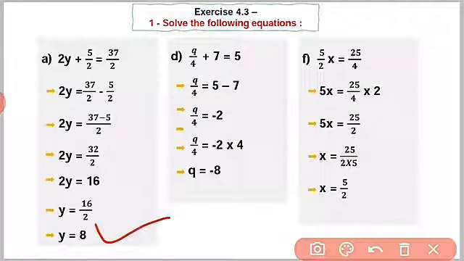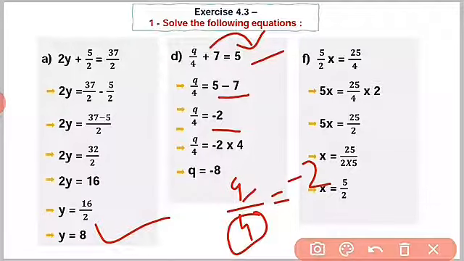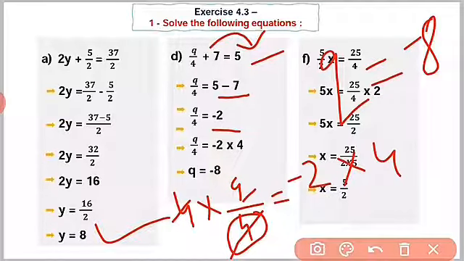Similarly, you can do this question. In this, it is q by 4 plus 7 is equal to 5. First transpose 7 from LHS to RHS, it will become negative. Then 5 minus 7 is minus 2. Then we get the equation q by 4 is equal to minus 2. Now we have to remove this 4. For this we will multiply by 4 on both sides. On multiplying by 4 on both sides, this 4 will cancel out and we are left with q is equal to minus 8.